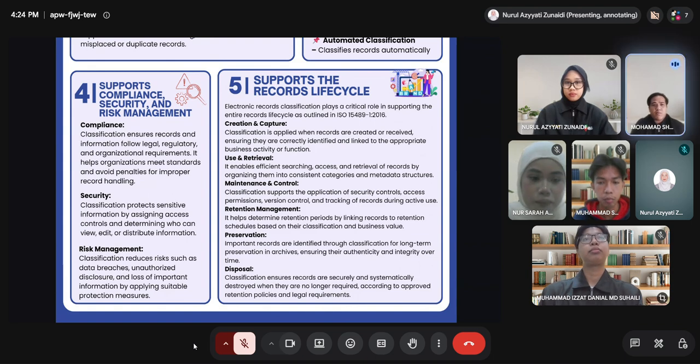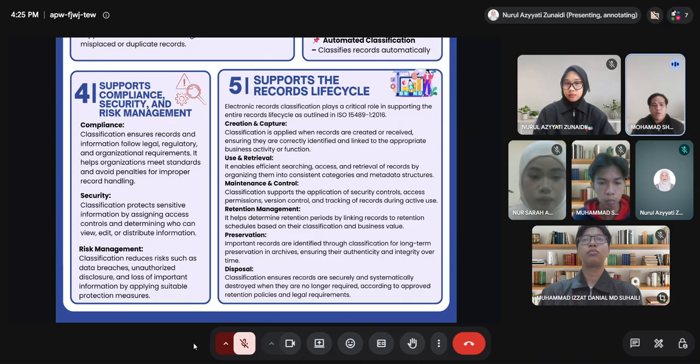Moving on, my part is about how electronic records classification supports the record lifecycle. According to ISO 15489-2016, classification is important because it helps manage electronic records from the time they are created until they are either archived or disposed of. First is creation and capture. When a record is created or received, it is classified into the correct category based on its business function. This helps ensure that records are organized properly from the beginning and are easier to manage later.